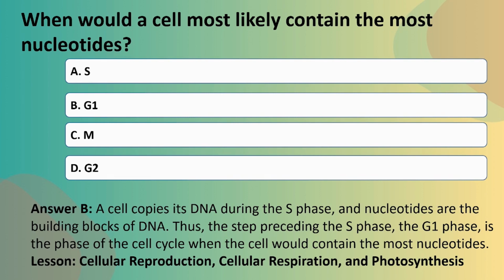Answer B. A cell copies its DNA during the S phase, and nucleotides are the building blocks of the DNA. So the step preceding the S phase, which we know was the G1 phase, is the phase of the cell cycle when it would contain the most nucleotides.